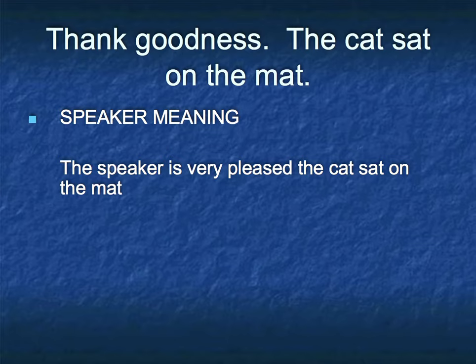Let's try this one. Thank goodness the cat sat on the mat. Now, what is the speaker meaning? Well, we can guess that the speaker's kind of happy that the cat sat on the mat. And there's an indicator there, the use of thank goodness, which is often called a pragmatic particle. And those pragmatic particles are often used to reveal or help you discover what the speaker meaning is.